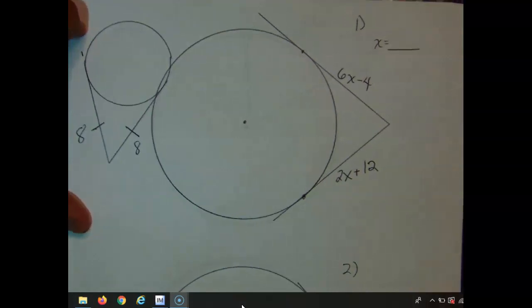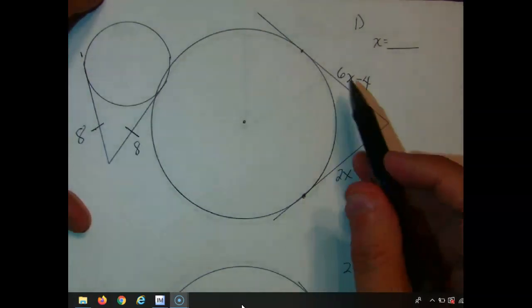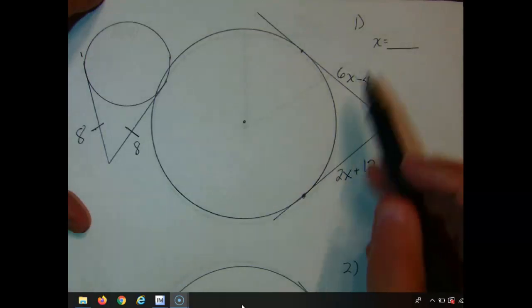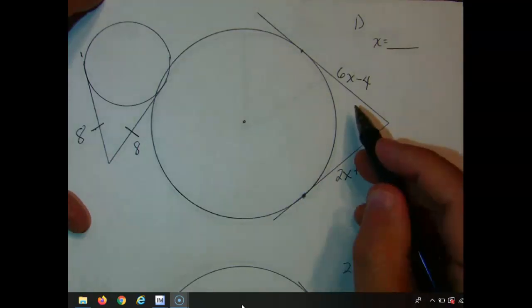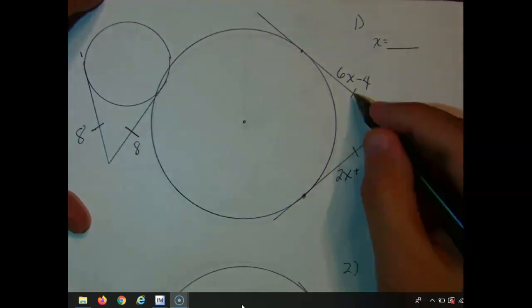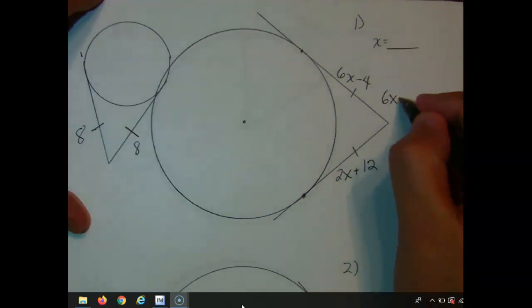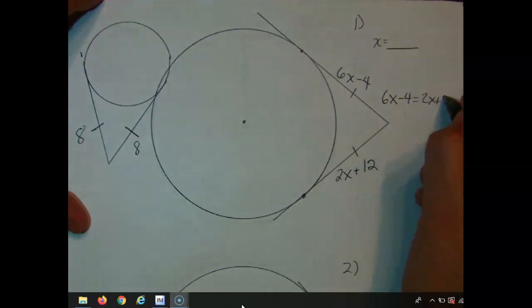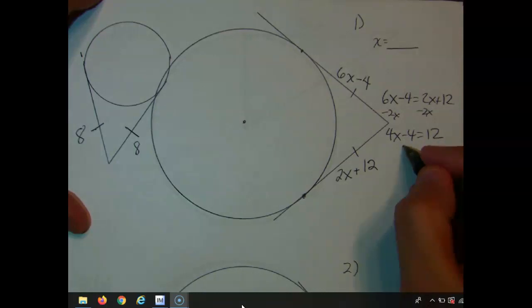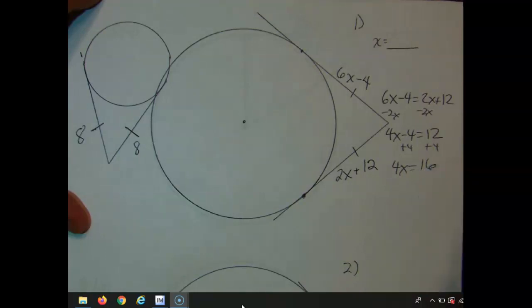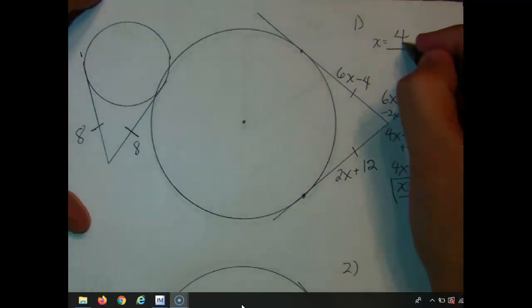Now, let's look at an algebra problem. Number 1, you're going to have a problem where you have to solve for x. We have two tangents meeting on the outside of the circle, so these two tangents are congruent, and we can set them equal. So 6x minus 4 equals 2x plus 12. Let's solve for x. 4x minus 4 is equal to 12. Add 4 to both sides. 4x is equal to 16. And when you divide, x equals 4. And it's that simple.